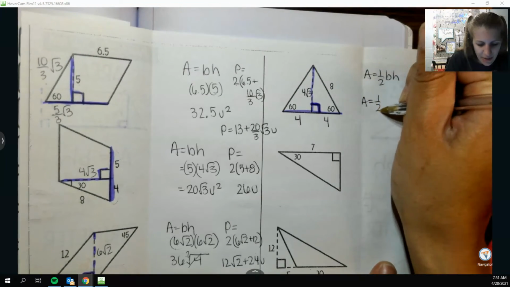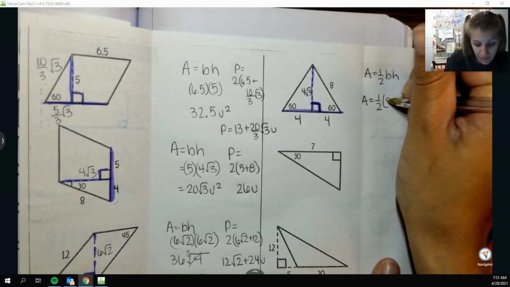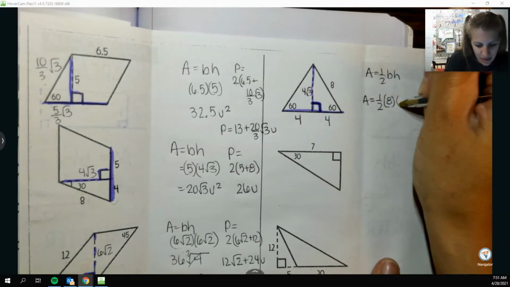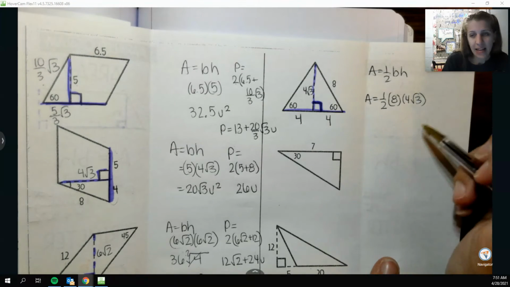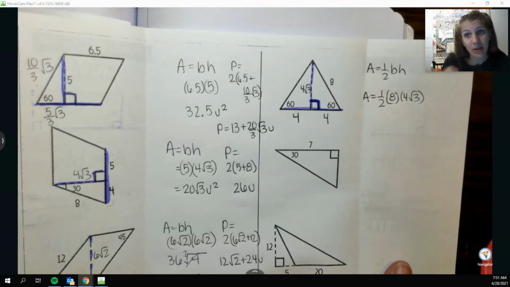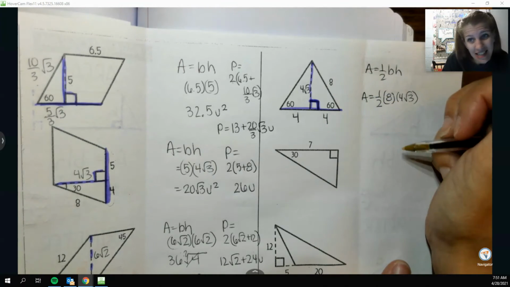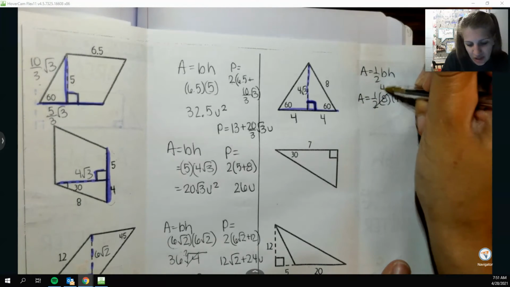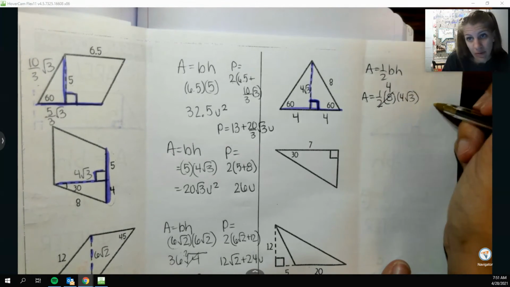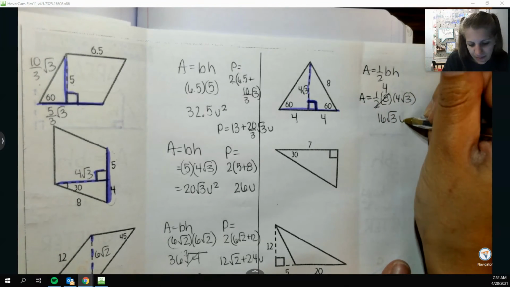So we'll do half the base, which is a total of 8, times the height, which is 4 root 3. And then you can kind of multiply in any order you want. You have 3 numbers here that you're multiplying, half, 8, and 4. So I always like to take half of something if I can. I'm going to take half of 8 because it's larger. And so then I'm just doing 4 times 4, and then putting the root 3, units squared.